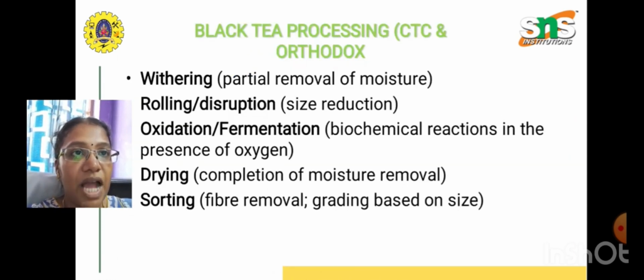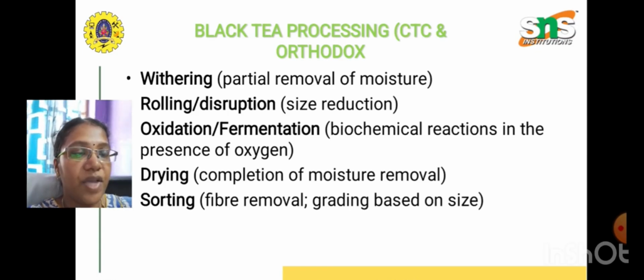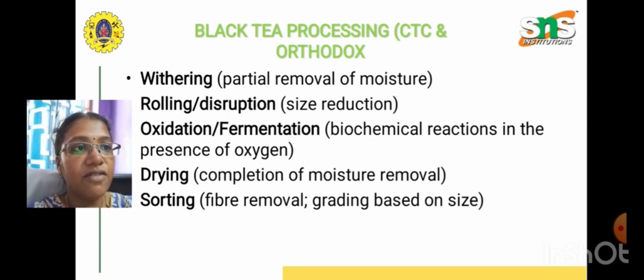So coming to black tea processing, or we call it CTC and orthodox, where no fermentation is involved. So withering, rolling or disrupting the leaves, that is size reduction. First we partially remove moisture and reduce the size, then we go in for oxidation or biochemical reaction or the fermentation process, and then drying and sorting. That sorting is done based on the grading of size for the fiber removal.